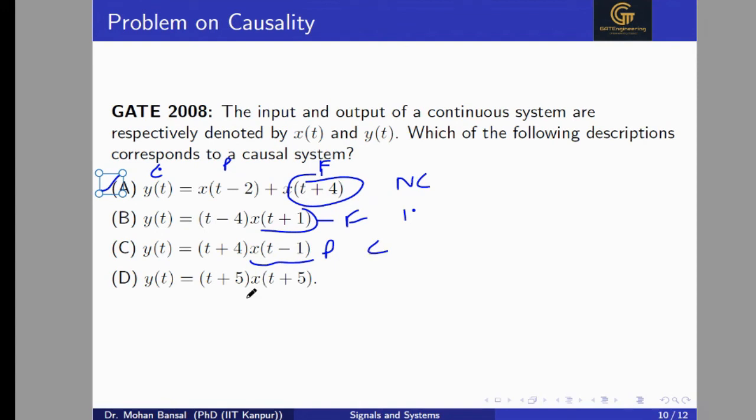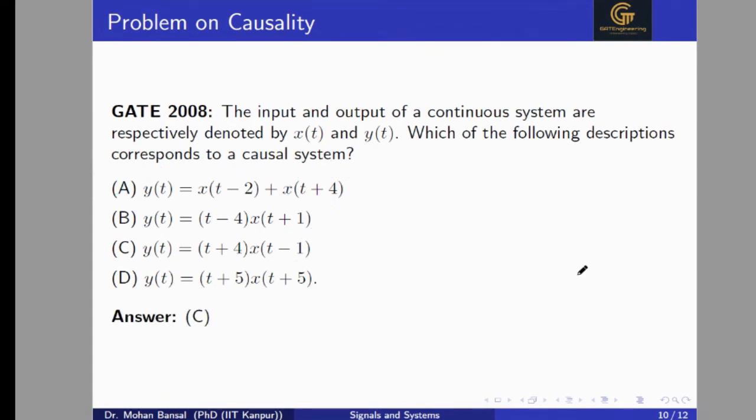Now let's check part D. D is y(t) = (t+5) x(t+5). This t+5 is the future value, and the output is depending on the future value as well. So this is again a non-causal system. Now we will conclude: the correct answer is C.